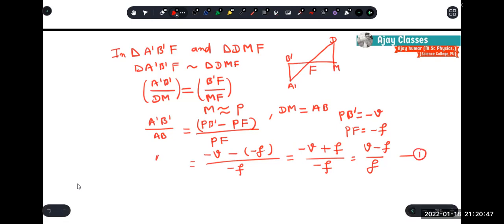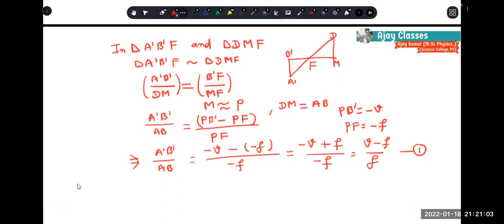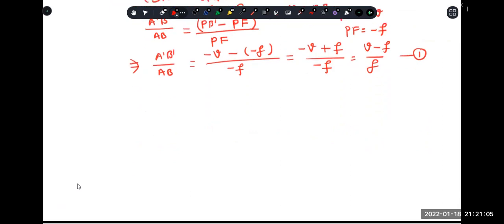So after comparing the size of the image with the size of the object, we get the relation between v, f and u. This is one way to get the values. Similarly, we will choose another triangle relating the image distance with the center of curvature.